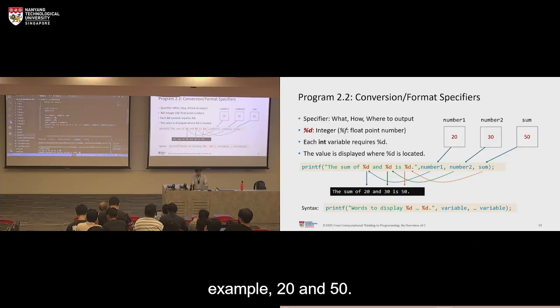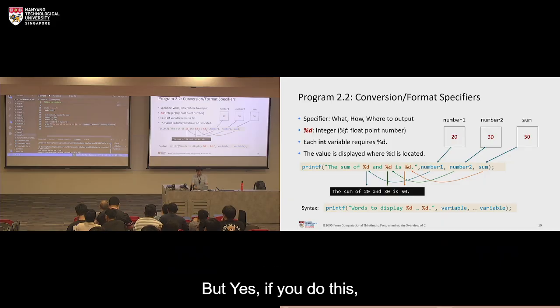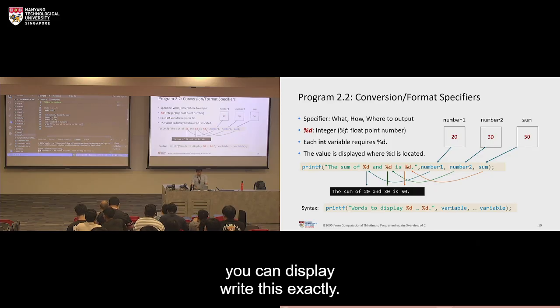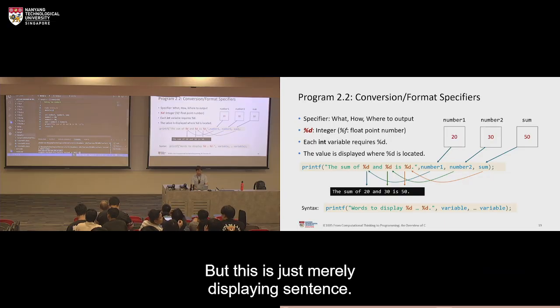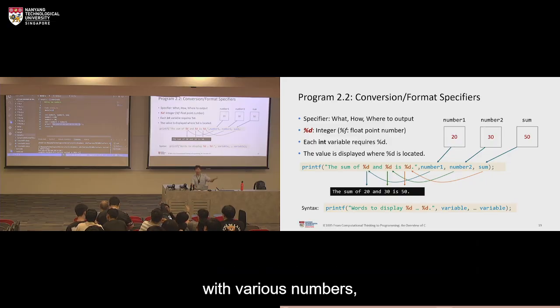Like this, for example, 20 and 50. Yes, you can do that. You can do that, but yes, if you do this, you can display like this, exactly. But this is just merely displaying a sentence. But if you have certain operations with various numbers, then you cannot change it.